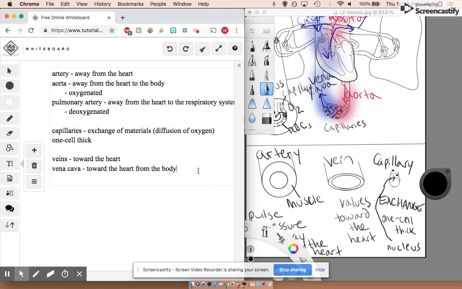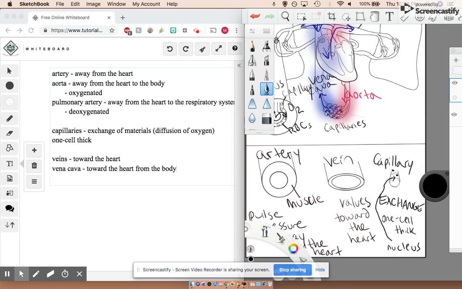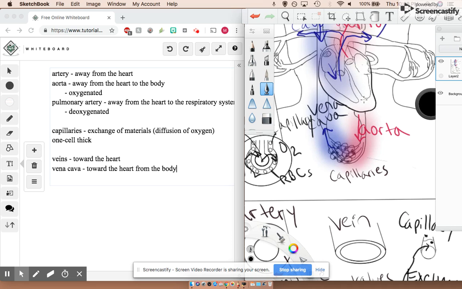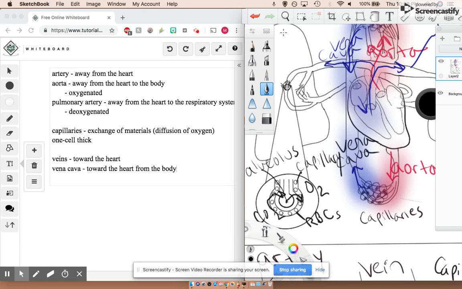And after that, it comes back in through the pulmonary because it's coming in from the respiratory system. It comes back in through. So did I label this? This was the pulmonary artery.